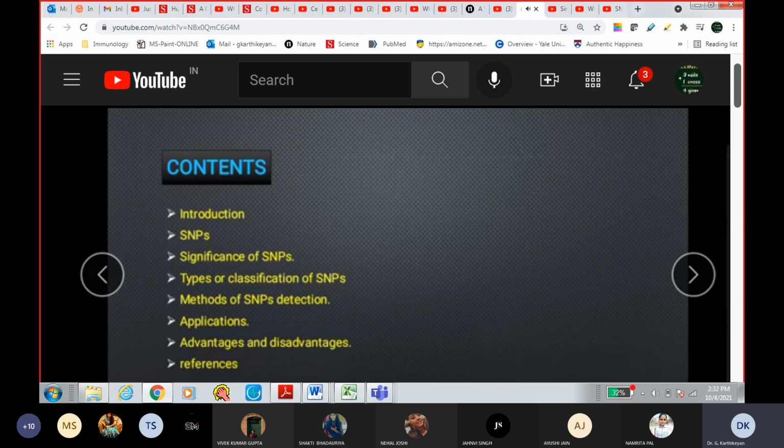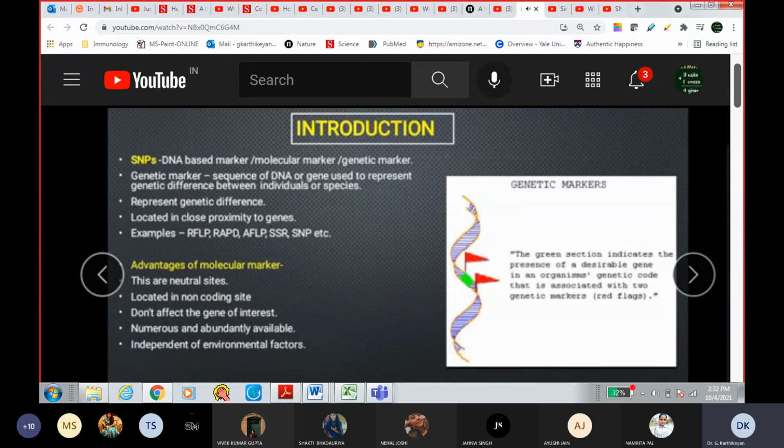Introduction, SNPs, significance of SNPs, types or classification of SNPs, methods of SNP detection, applications, and its advantages and disadvantages. So let's get started with the introduction. SNPs are DNA based markers or molecular markers or genetic markers. So the question is, what is a genetic marker? Just like a marker is used to indicate something, a genetic marker in the genome is that part of the DNA sequence that marks a specific area and acts as a molecular marker to identify different individuals of the same species.